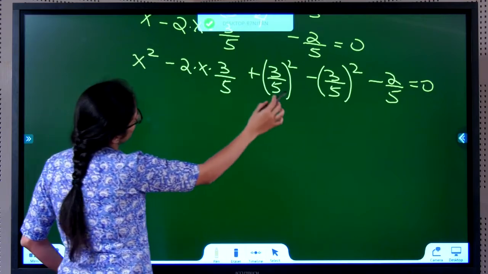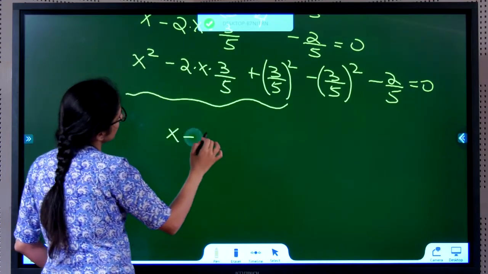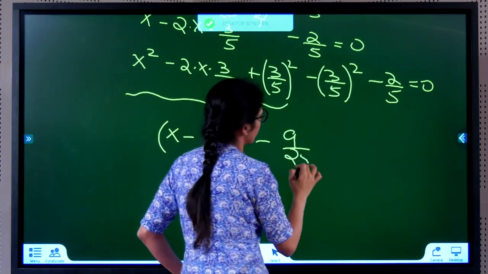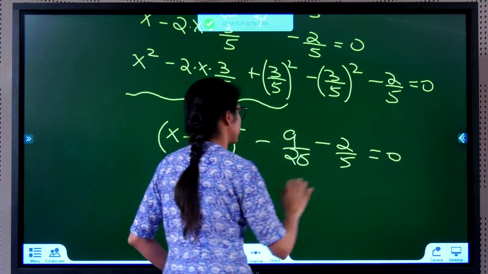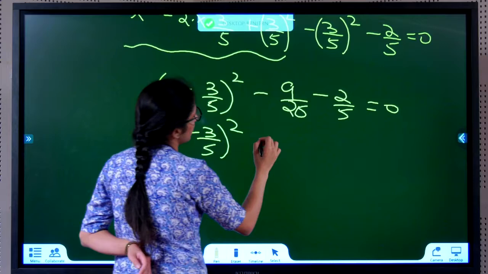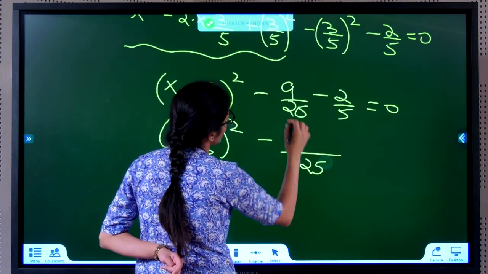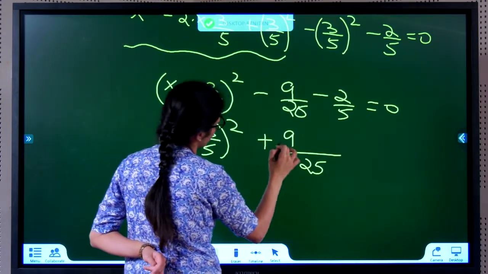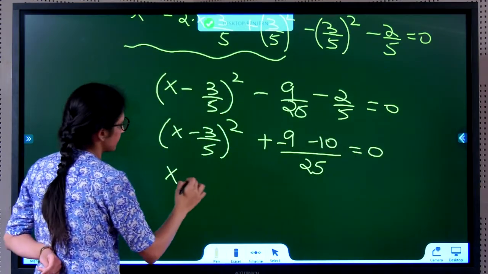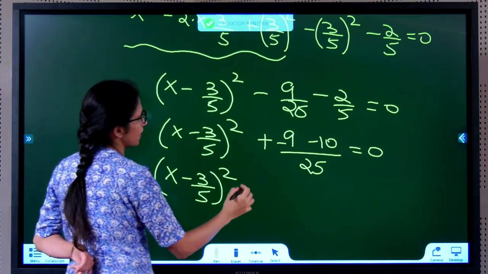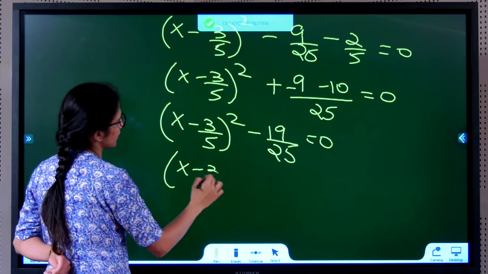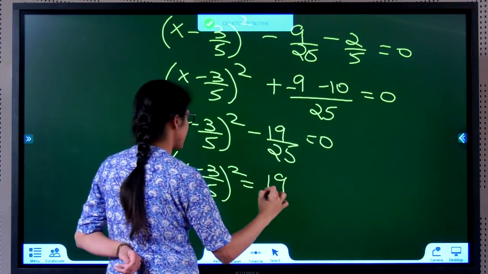A square minus 2ab plus b square, a minus b the whole square, minus 9 by 25 minus 2 by 5. So x minus 3 by 5 the whole square minus, LCM is 25. So 9 is like that only. Keep the negative sign with the 9. Multiply and divide with 5. So x minus 3 by 5 the whole square minus 19 by 25 is 0. So x minus 3 by 5 the whole square is equal to plus 19 by 25.